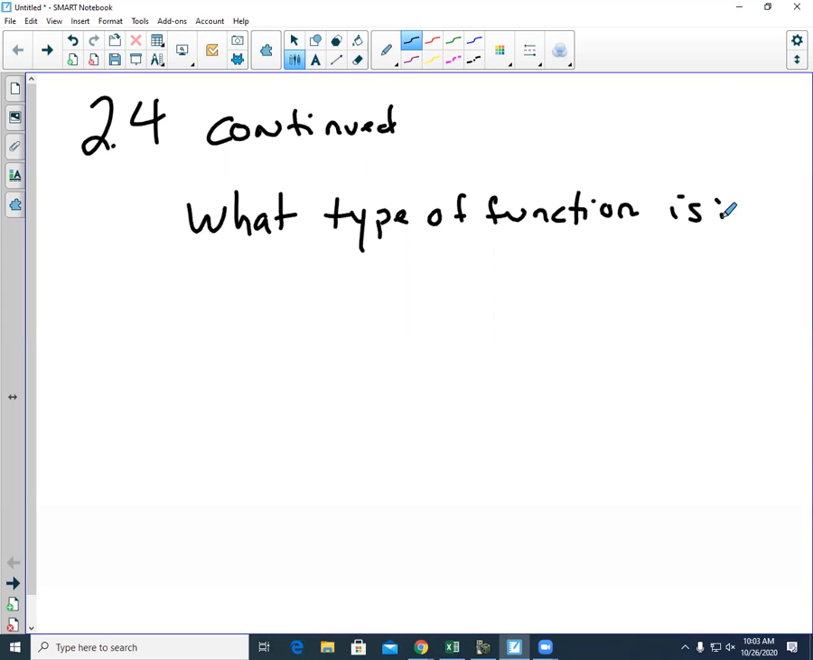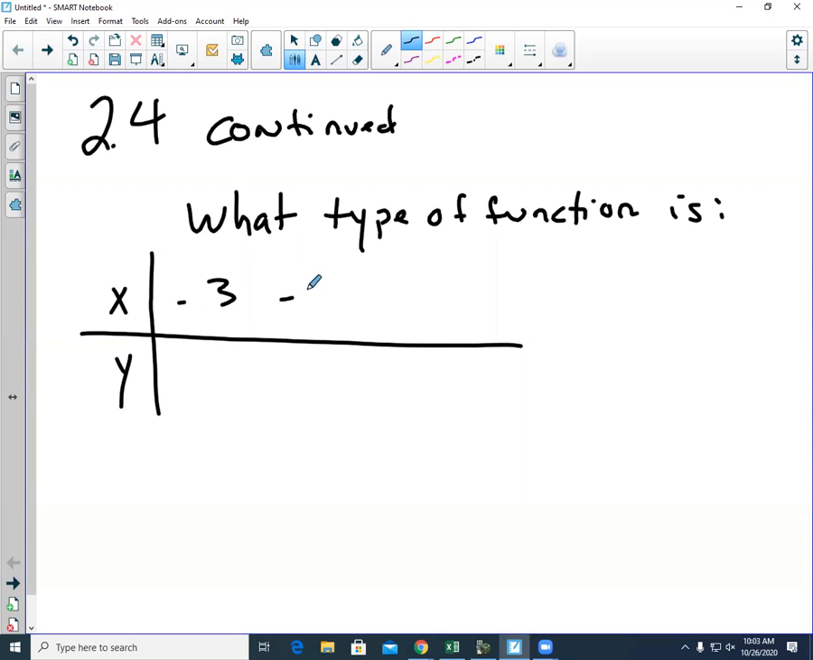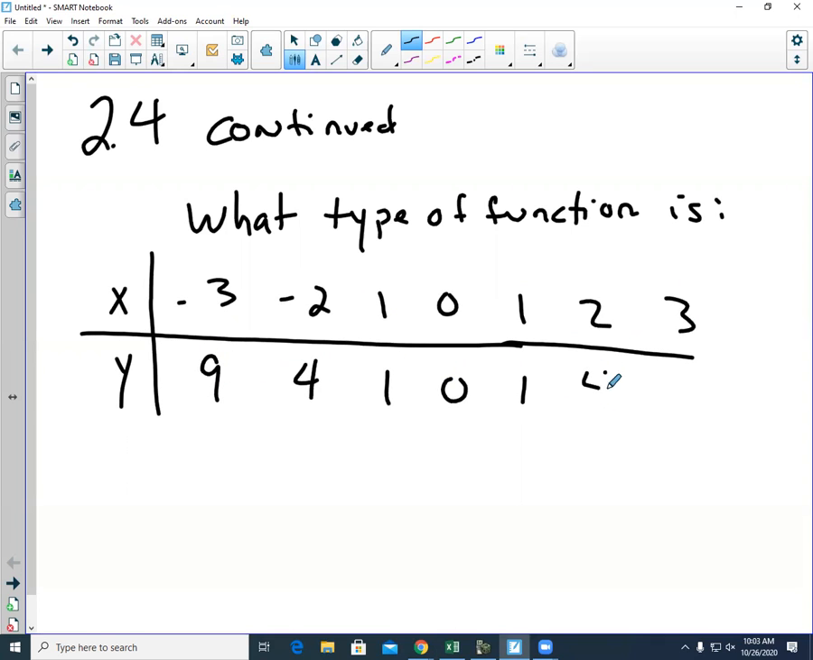So that being said, it could give you a table. It could give you a list of points. It could give you a function itself, like y equals something. It could give you a whole bunch of things. But in this case, I'm going to show you what to do if you are given a table or if you're given points, okay? If you're given a table, you would have the x and the y, and it would be something like this.